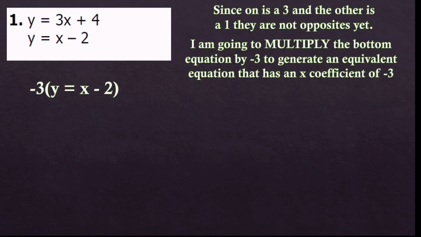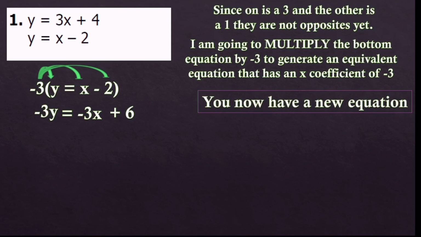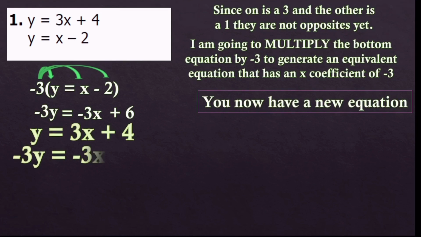So I'm going to take the bottom equation. If I multiply one thing, I must multiply everything. So I distribute that -3, I get -3y. I also distribute it to the x. I get negative 3x. Remember, that was my goal. And then I give it to the negative 2 and get positive 6. So now this is an equivalent equation. I can take my original and my new equation I just created. Now that I have opposite coefficients, I am able to add these two together. So now I'm going to add them.